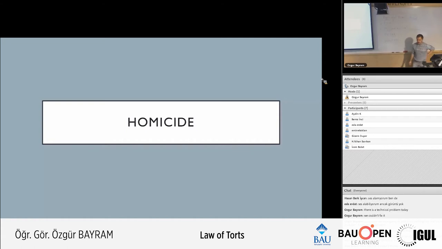Homicide. What's homicide? Cinayet. All types of killings. Murder, manslaughter, homicide. All types of killings. All, I mean manslaughter and murder. Cinayet.